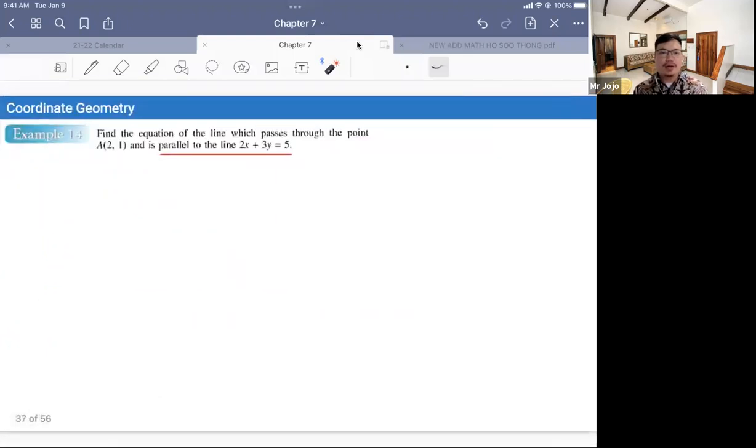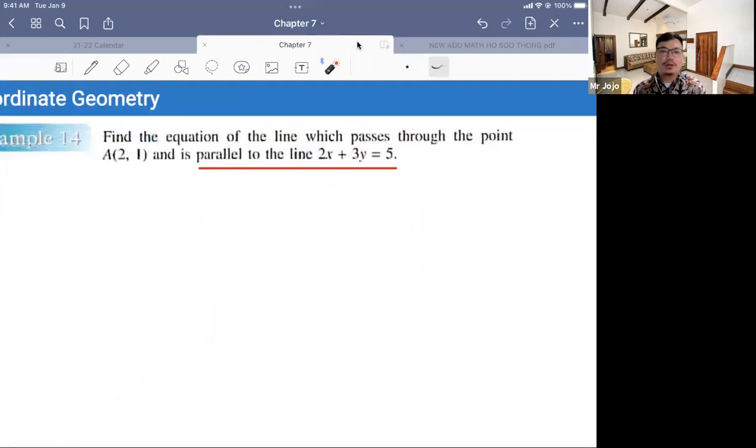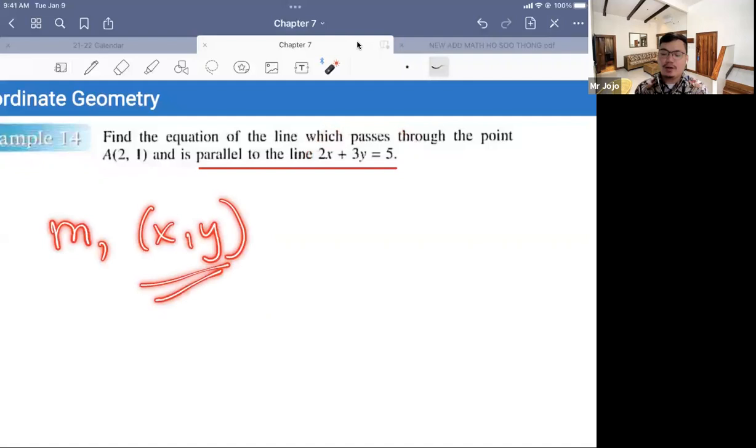Number 14. Find the equation of the line which passes through the point A (2, 1) and is parallel to the line 2x plus 3y equals 5. So how are we going to do this? Again, you have two lines. The second line's equation is given, which is 2x plus 3y equals 5. In order to get the equation of the line, you need the gradient and one point. So you have your point here.